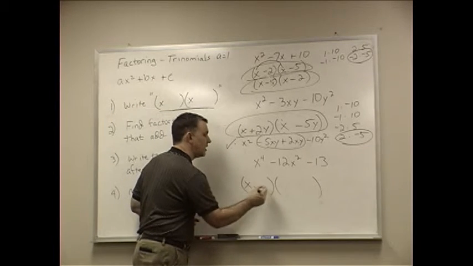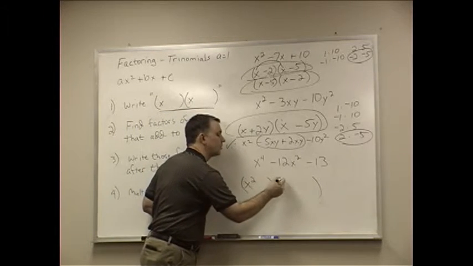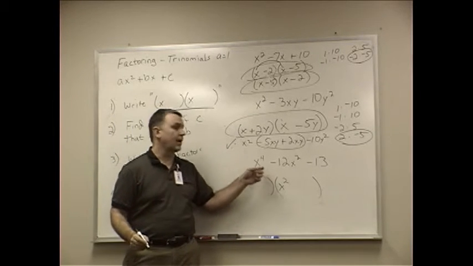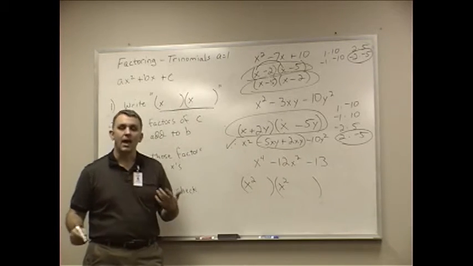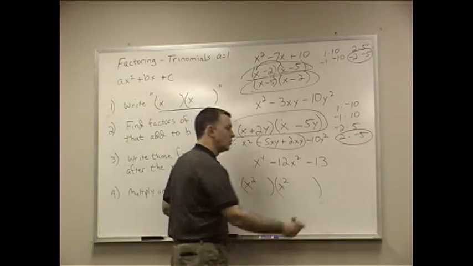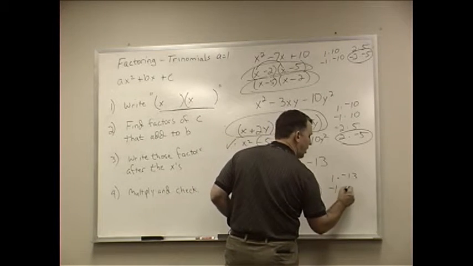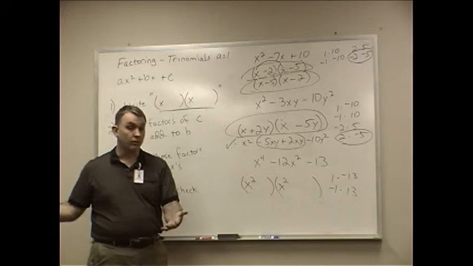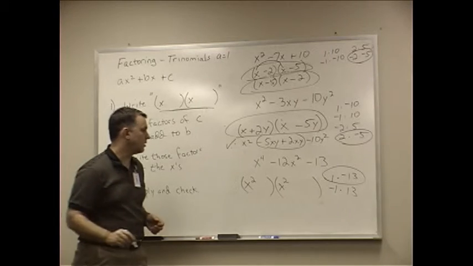Instead of x and x, because x times x is x to the second, isn't it? We're going to need an x to the second and an x to the second there. Because x to the second times x to the second is x to the fourth. And when we multiply it out, you'll see that the variable again works out for the middle term. What multiplies to be negative 13? Well, there's only two things. 1 times negative 13 and negative 1 times positive 13. 13 is a prime number, so 1 and the number is all that works. Well, we're going to end up using 1 and negative 13.